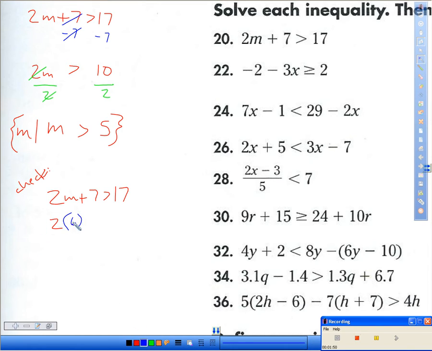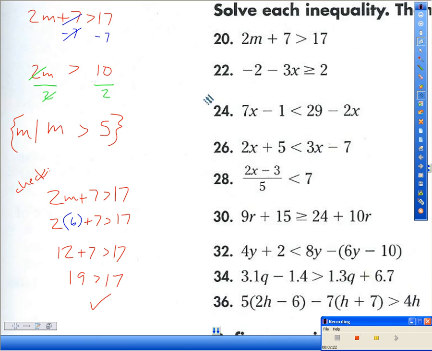Again, that's just a number that I chose that I know is part of this solution set. So 2 times 6 plus 7, and I want to show that that is greater than 17. If we use order of operations on the left-hand side to simplify this, 2 times 6 is 12. 12 plus 7 gives us 19. So our inequality, when we simplify that, says 19 is greater than 17. We know that that's a true statement, so we know that we worked that problem correctly.